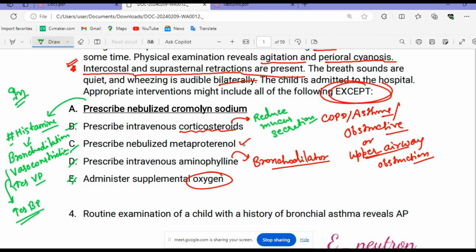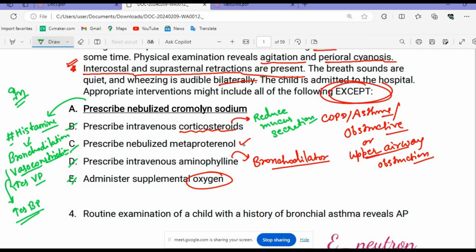What is vasodilation? Histamine. Yeah, histamine is doing the vasodilation. Normally histamine will do the vasodilation, but here we have cromolyn. Okay, understand. The cromolyn is inhibiting the histamine, which causes the vasoconstriction and the bronchodilation. This is the feature of cromolyn.